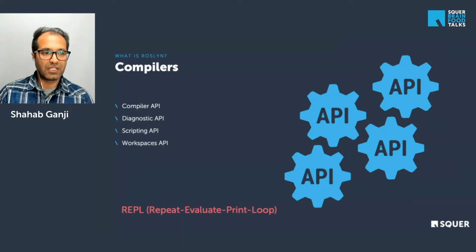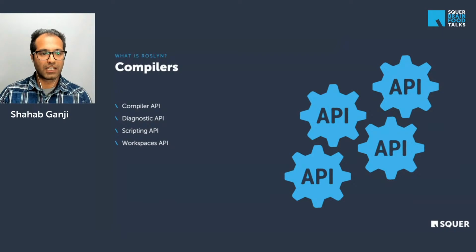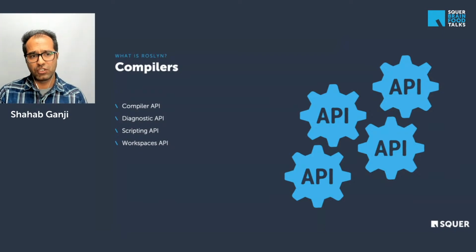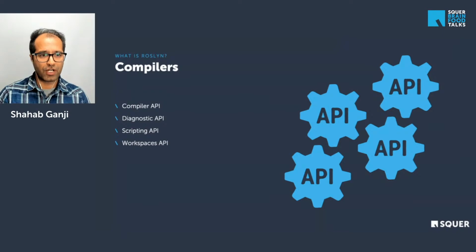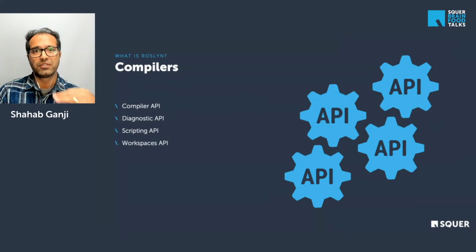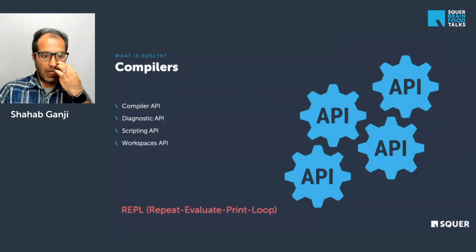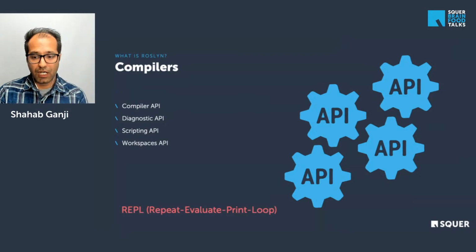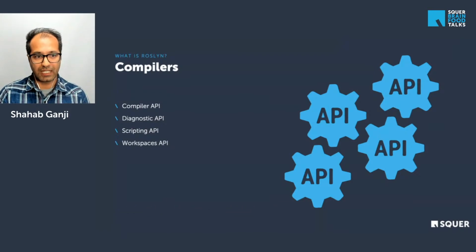The scripting API is built on top of the compiler API, and it provides us with the ability to run code snippets and also an execution context that we can accumulate code on top of. The interactive C# REPL is actually built by using the scripting API.